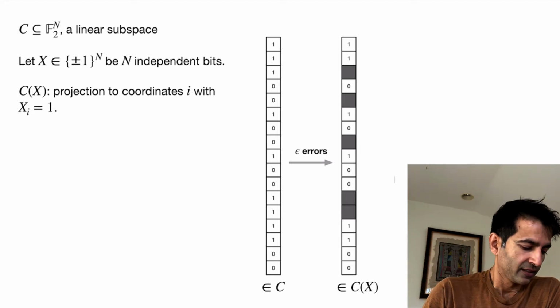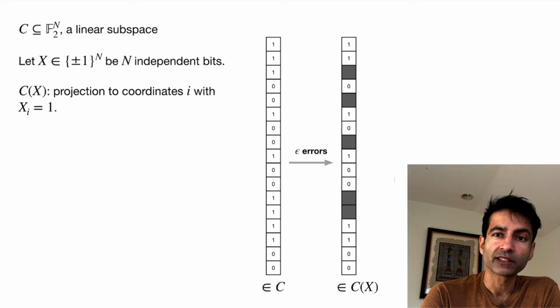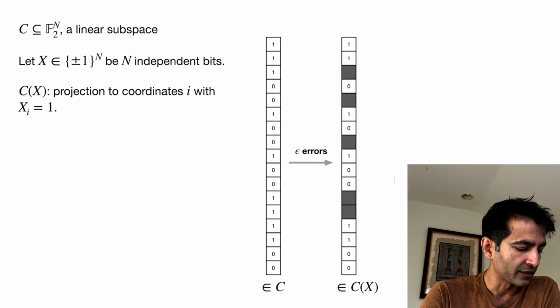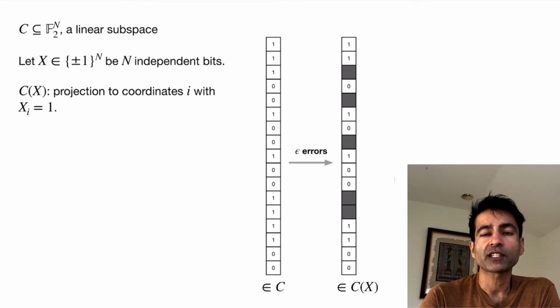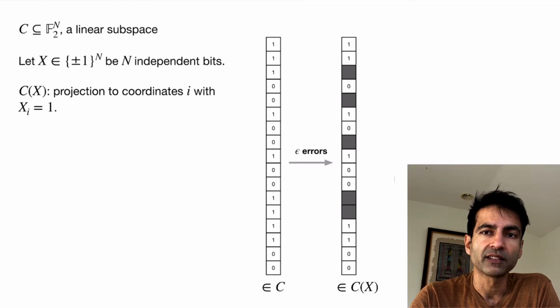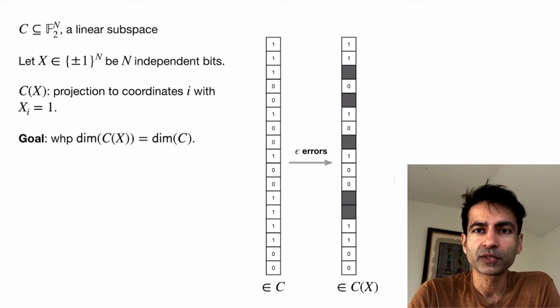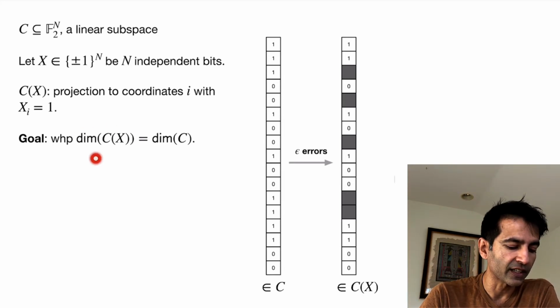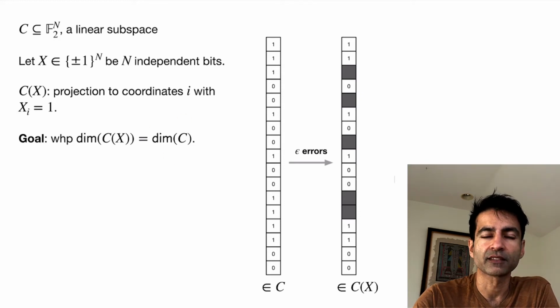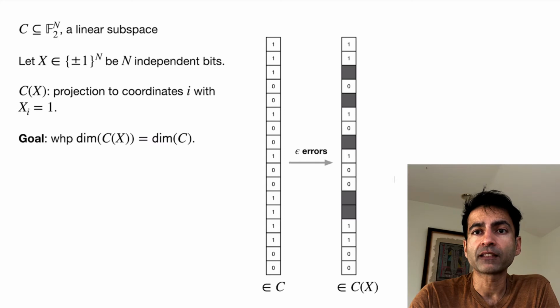Specifically, the set of coordinates that are erased are the coordinates of x which are minus 1. Okay. So I'll define C of x to be the projection of C onto the coordinates where x_i is equal to 1. These are the coordinates that are not erased. Right? And the claim I want to make is that with high probability, the dimension of C of x is the same as the dimension of C. This is what we'll prove. And this is enough to show that the code recovers from errors.